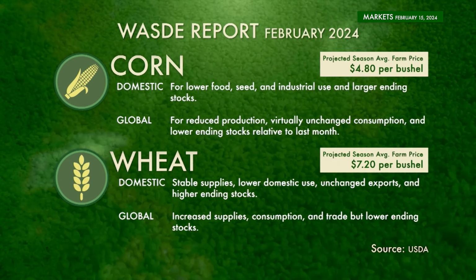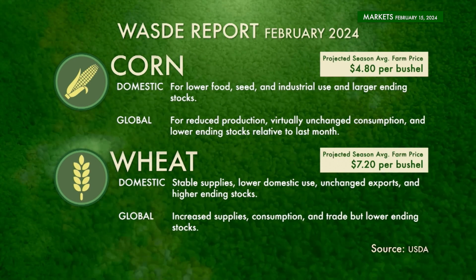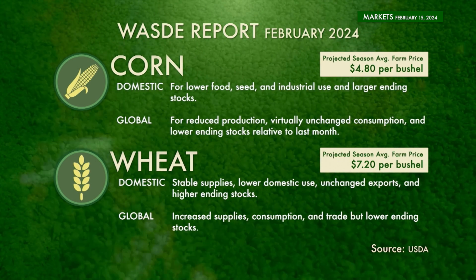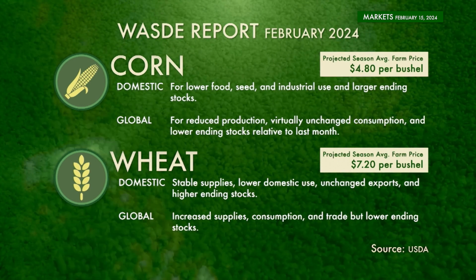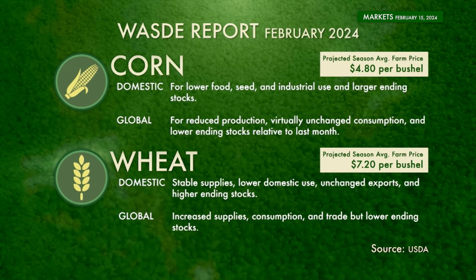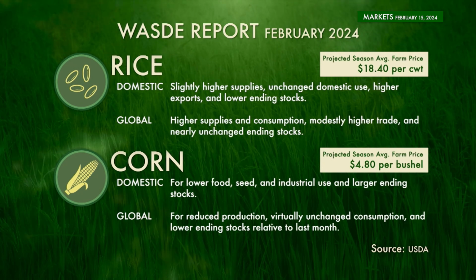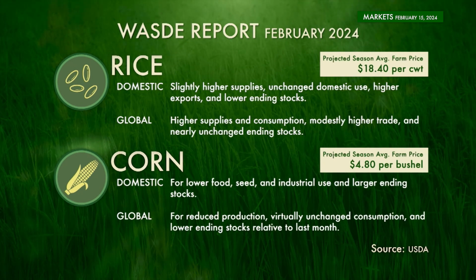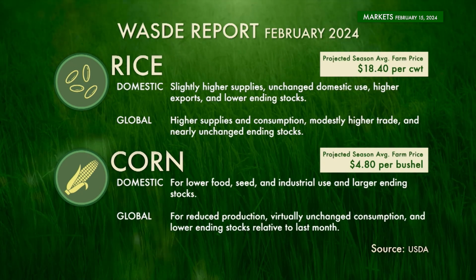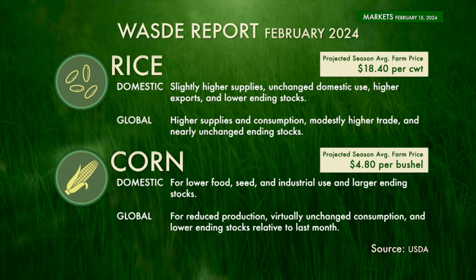Global corn production down due to reductions from Brazil, Mexico, and Serbia. Exports from Ukraine and Pakistan up while Brazil, India, and Serbia down. Imports raised while ending stocks down. U.S. rice supplies increased due to higher imports, ending stocks down but 40% higher than last year. Season average farm price $18.40 per hundredweight.